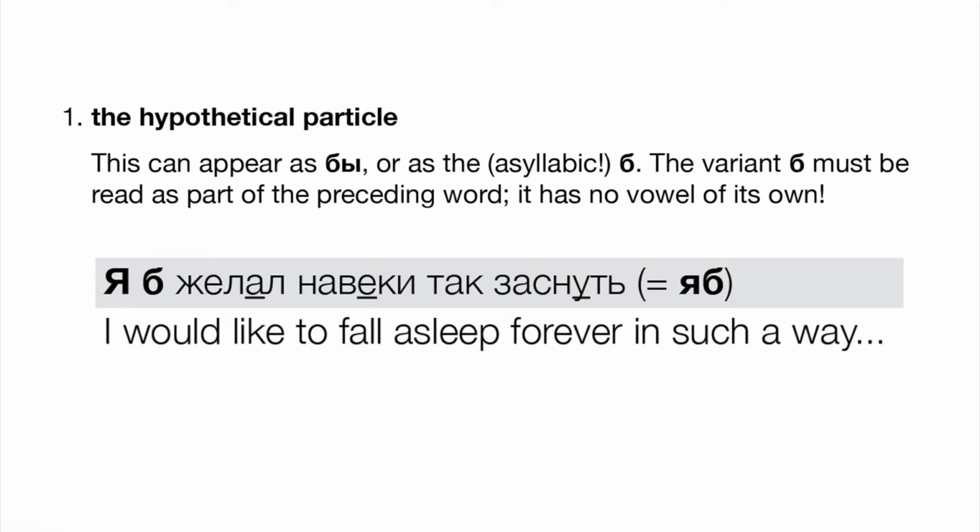So to read this correctly, we need to pretend that я and б, those first two words, are a single word phonetically, and we say яб, яб. Я б желал навеки так заснуть. Я б желал навеки так заснуть, что в груди дремали жизни силы, and so on and so forth. Okay, so let's read it one more time really slowly.